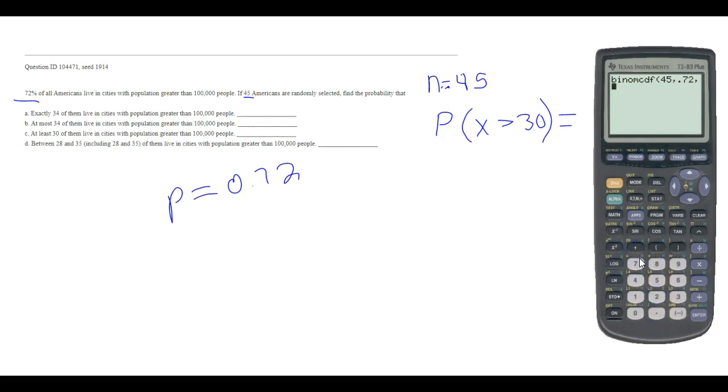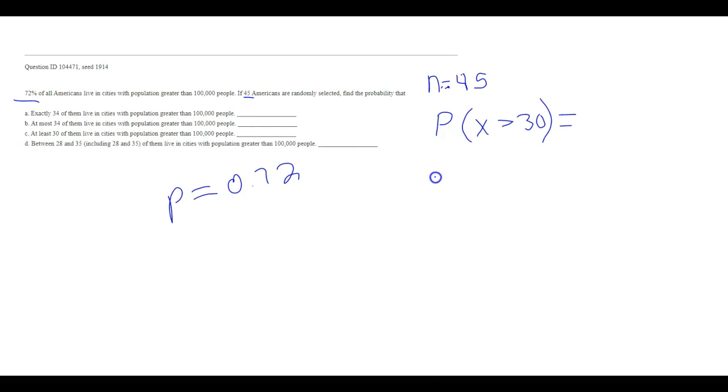And then we need to figure out, if I put in 30, that's going to give me the probability that X is less than 30. And that's not what I'm looking for. I want it to be 30 or more. So I really want to look for the complement of this. So I'm going to use my calculator to find the probability that it's less than 30. Less than 30, I'm going to actually put in 29, since we're talking about people, we're going to go down 1.